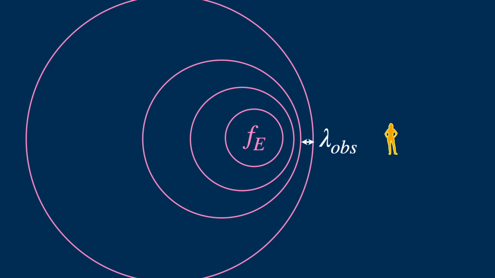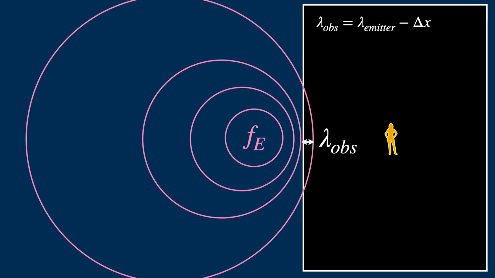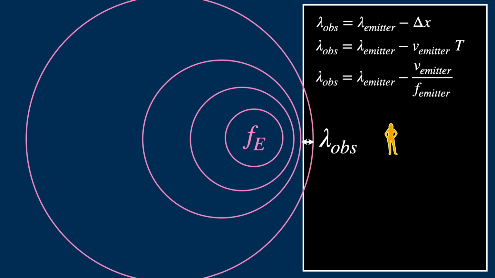Now, the observer will measure lambda_o, the wavelength of the observer, and that wavelength is going to be the wavelength of the emitter minus the distance traveled by the emitter. We can write that distance as the velocity multiplied by time, and in every oscillation, that time is going to be the period, which is 1 divided by the frequency. So we can write that as 1 divided by the frequency of the emitter.